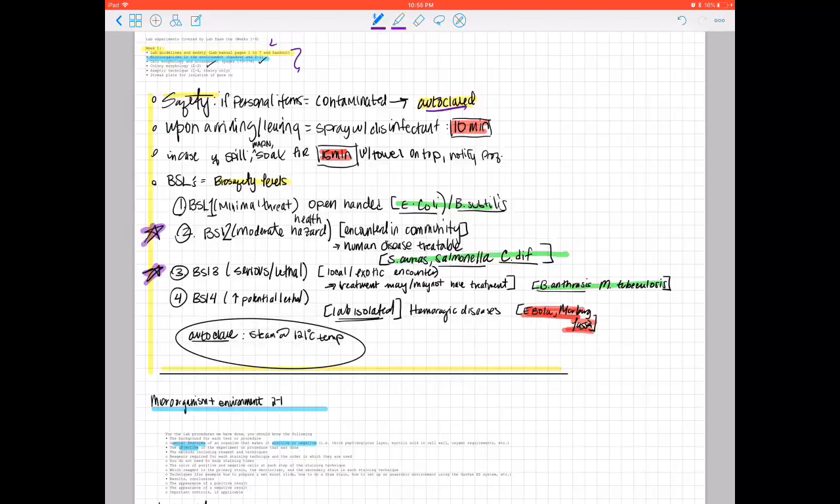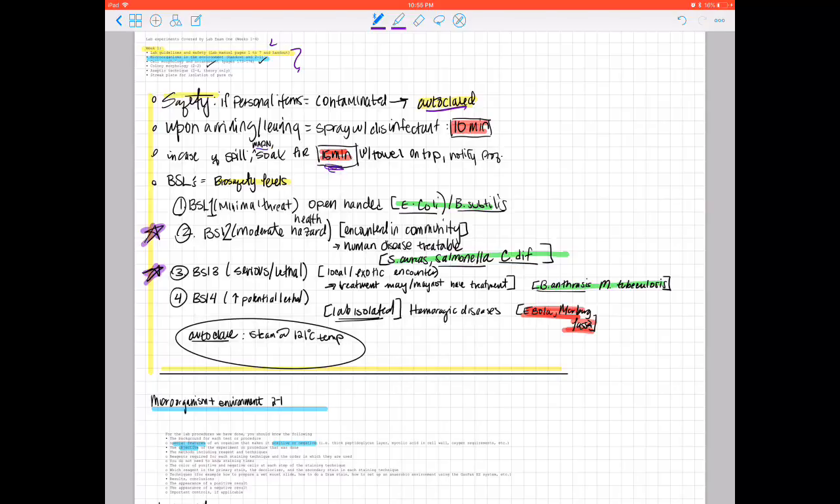Here's another question. Upon leaving, you have to spray with disinfectant for 10 minutes. So this is just when you arrive at the lab and when you leave: you gotta spray, and you have to leave it on there for 10 minutes, and then you wipe it off. So that was another question. In case of a spill, warn the professor.